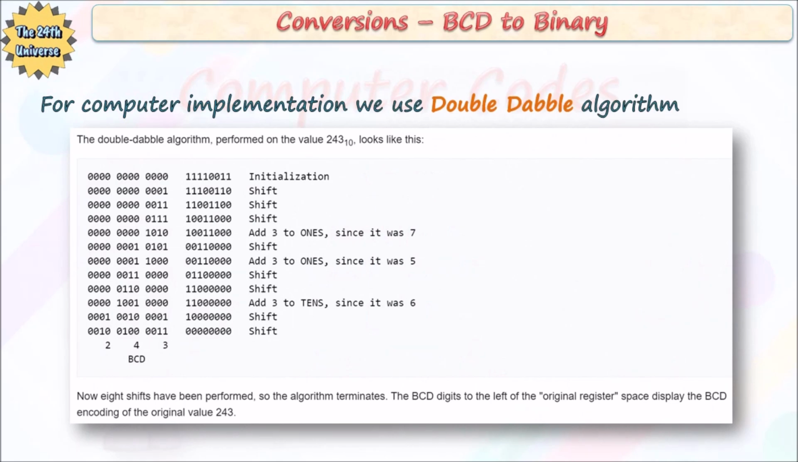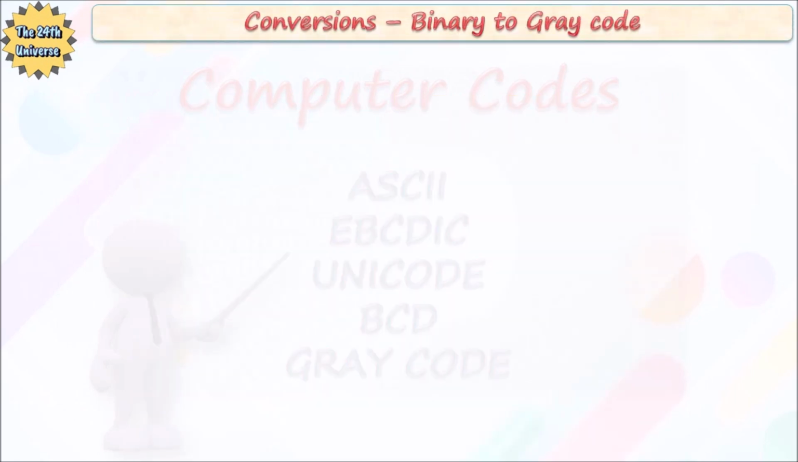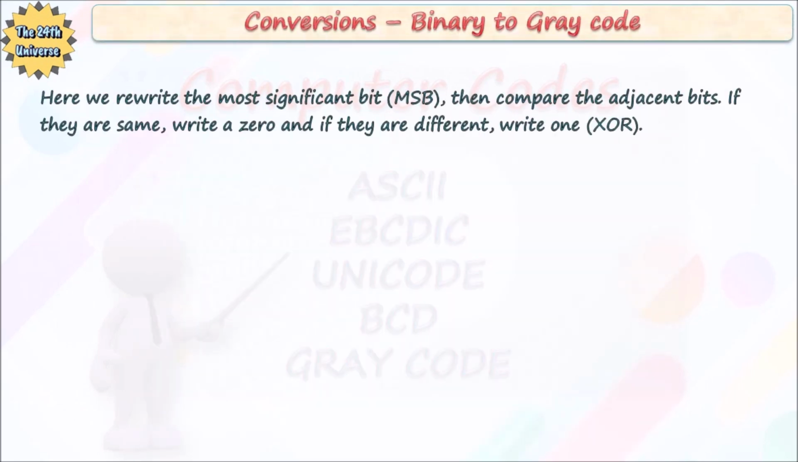This is how the implementation is done. And this is the reverse algorithm. Binary to gray code. Here we rewrite the most significant bit, that is MSB, then compare the adjacent bits.